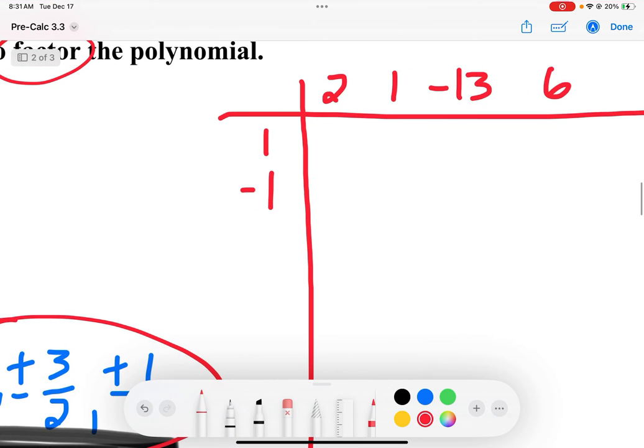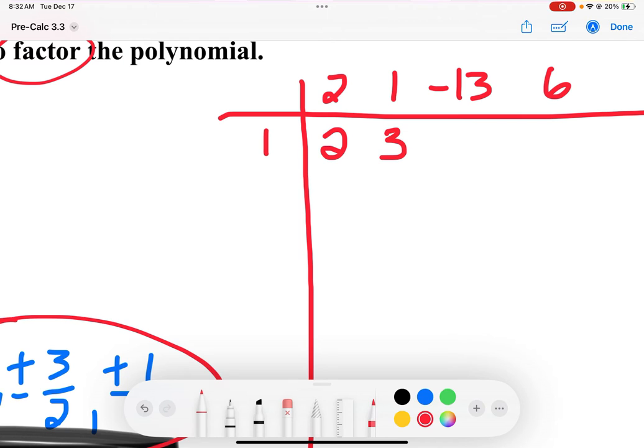So we're going to do the same synthetic division. We're going to bring down the first number. Okay, and now we're going to think, what is 1 times 2? 1 times 2 is 2, and then you just add this to our next number. So 1 times 2 is 2. We add it to 1. 2 plus 1 is 3.